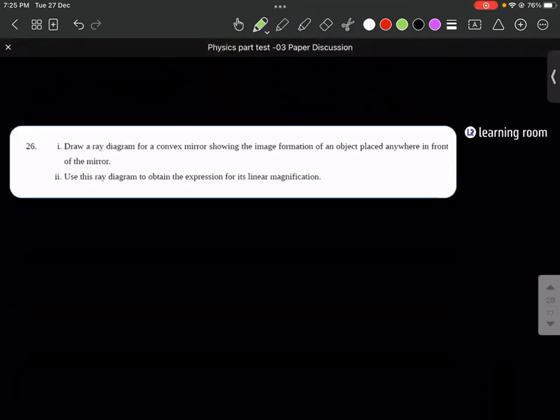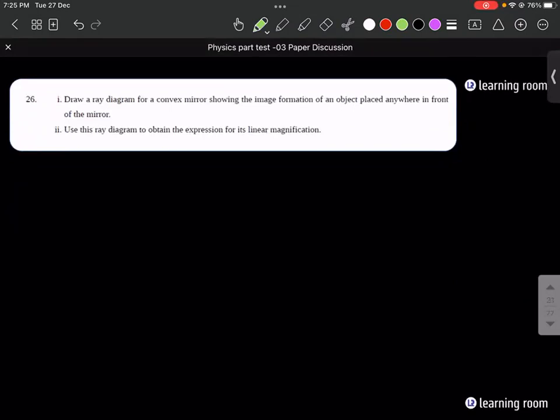For more details, you will get the solution sheet. You can have a look at it. Draw the ray diagrams for a concave mirror showing the formation of an image for an object placed anywhere in front of the mirror.